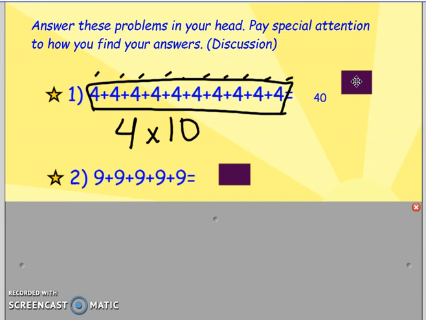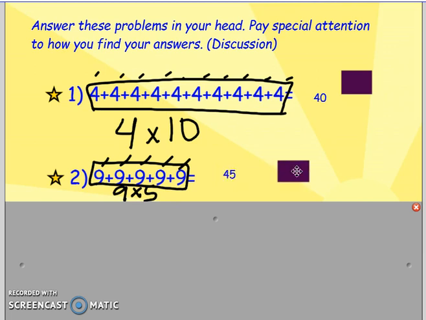Same thing with 9s. What would be the multiplication fact that would go with this equation? Instead of having to do 9 plus 9 plus 9 plus 9 plus 9, we could do 9 times 5. Did you see a 5 anywhere in this equation? No. That's just how many 9s we have. We have 5 9s. 9 times 5 is 45.